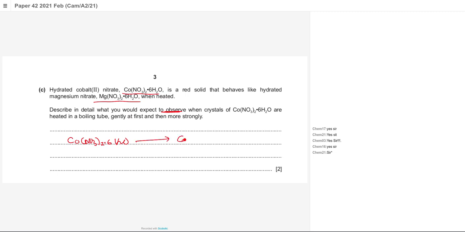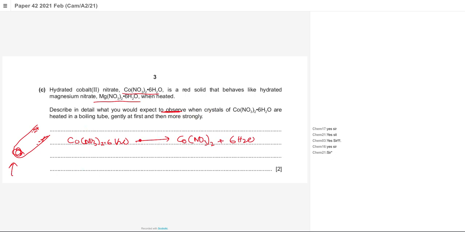So the observation would be, upon gentle heating, there will be a liquid condensed on the top part of the boiling tube. This is a solid. The liquid is condensed here because here it's hot and this part is cooler, so the water gets condensed there. So you can say upon gentle heating, that's 1 mark, liquid gets condensed on the neck of the boiling tube. You don't say water because it's an observation.